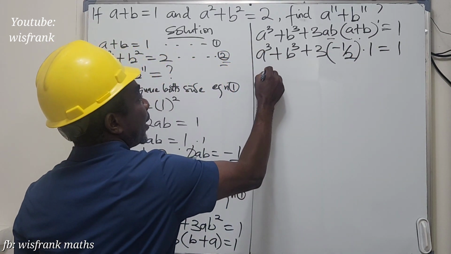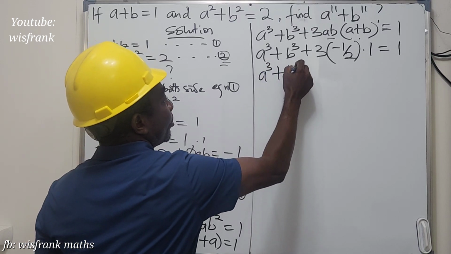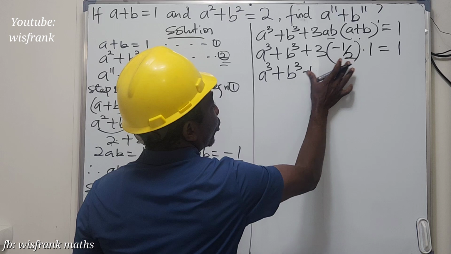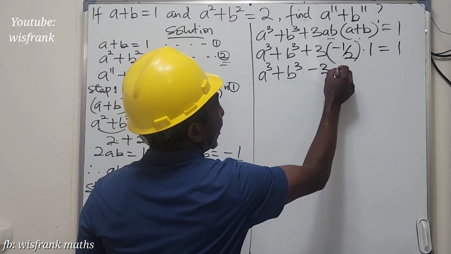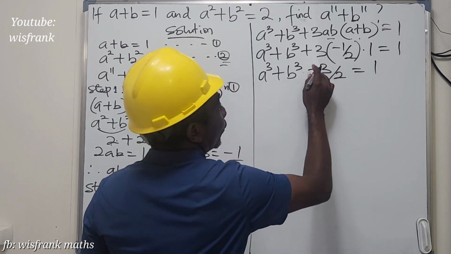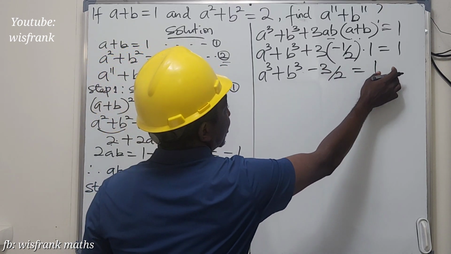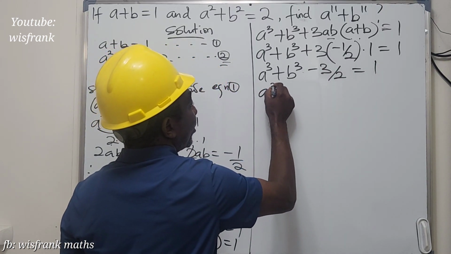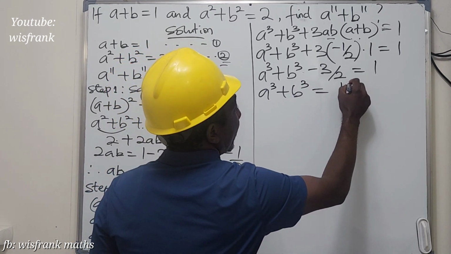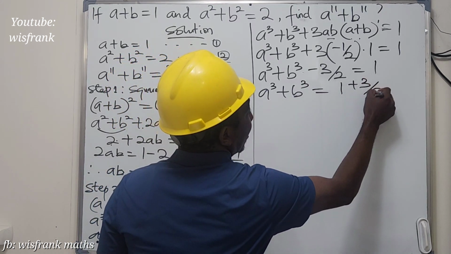So in this case, a to the power of 3 plus b to the power of 3 plus 3 times minus 1, it's going to be minus 3 all over 2 times 1, equals 1. This can be transposed to the other side. We have a to the power of 3 plus b to the power of 3 equals 1 plus 3 all over 2.